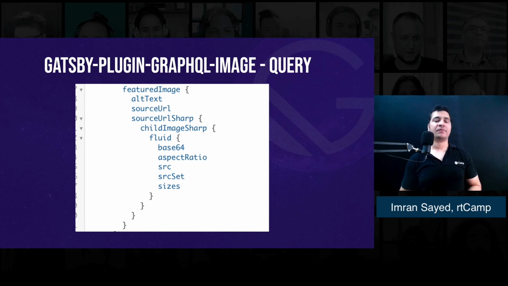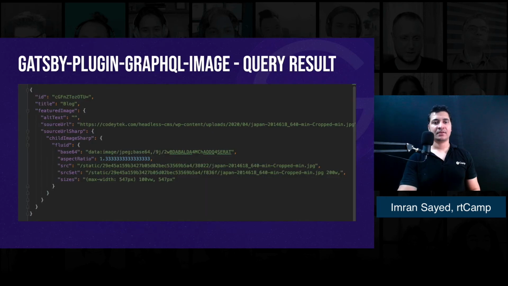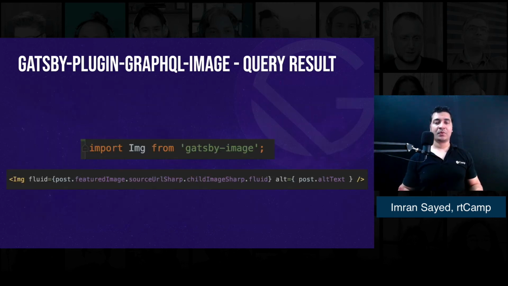So once we add those plugins, this is the shape of the fields that we query for featured image. With featured image, we query the source URL shop, child image shop, fluid, base64, aspect ratio, etc. And this is what we get in form of JSON, where we have the ID, title, featured image, source URL shop, base64. So we have got all of the data available for the image. Okay, then all we do is import the image from Gatsby image, and then we use this image component where we pass the data for the image, which is fluid, and also the alt text.